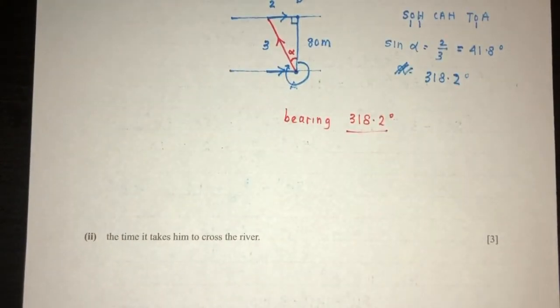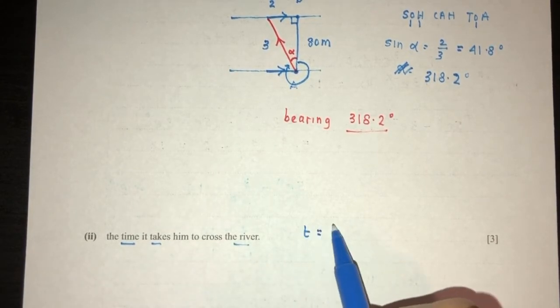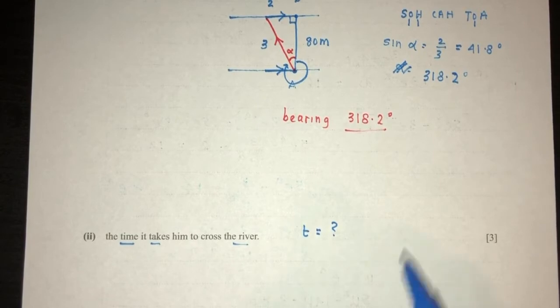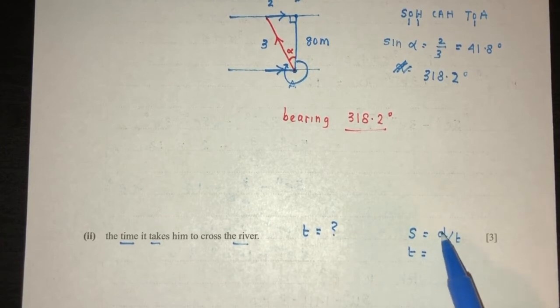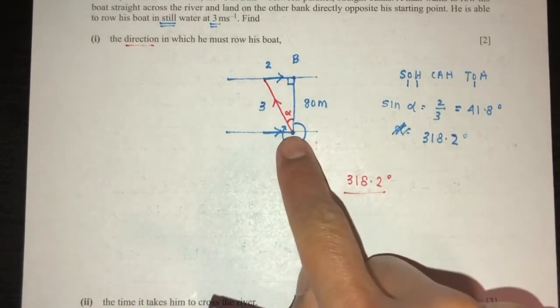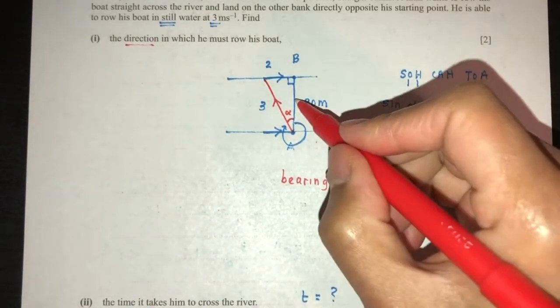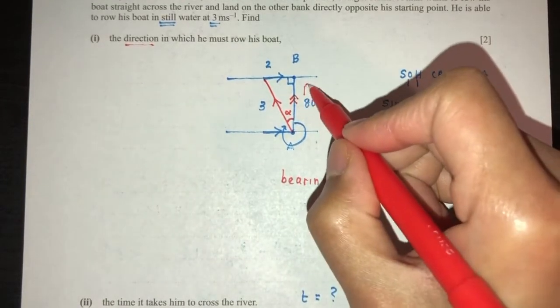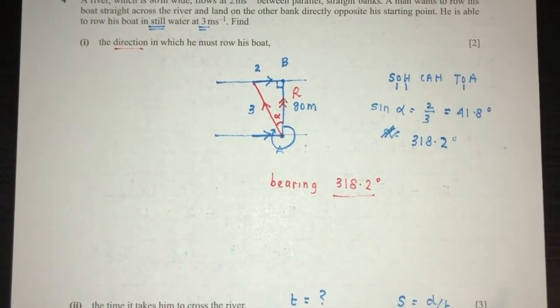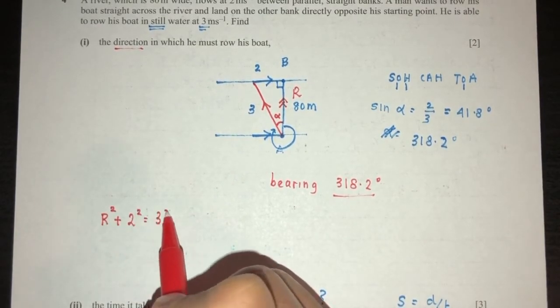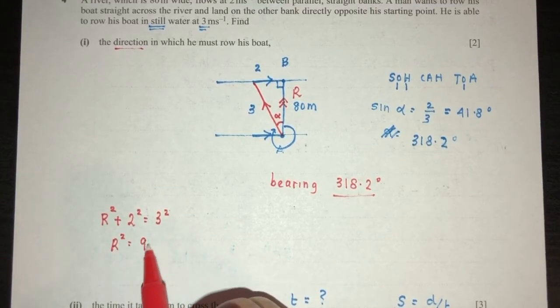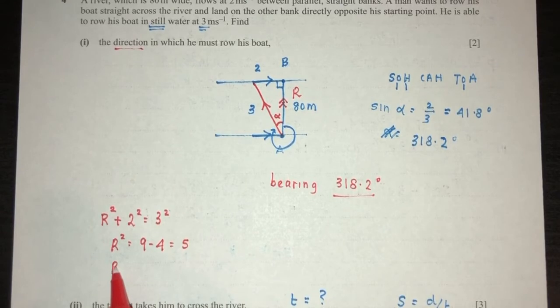Now for part 2, we have to find the time it takes for him to cross the river. Time taken can be found by using the formula speed is distance divided by time. So time is distance divided by speed. We have to find the speed according to the drawing, this speed. Let's call this r. We can find it using the Pythagoras theorem: r square plus 2 square will be 3 square. r square will be 9 minus 4, that will be 5. So r will be root 5.